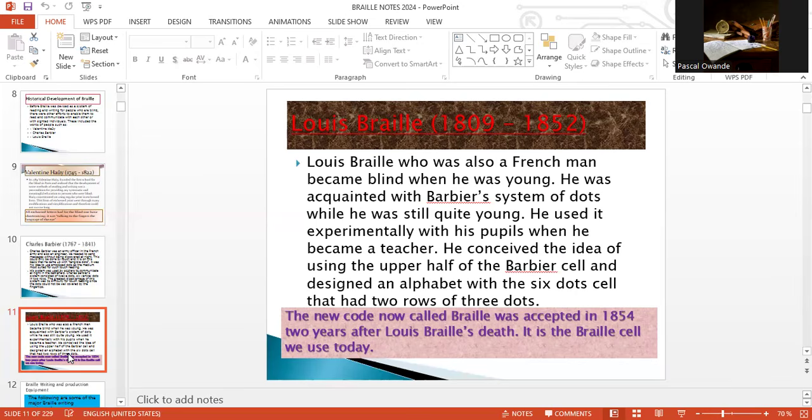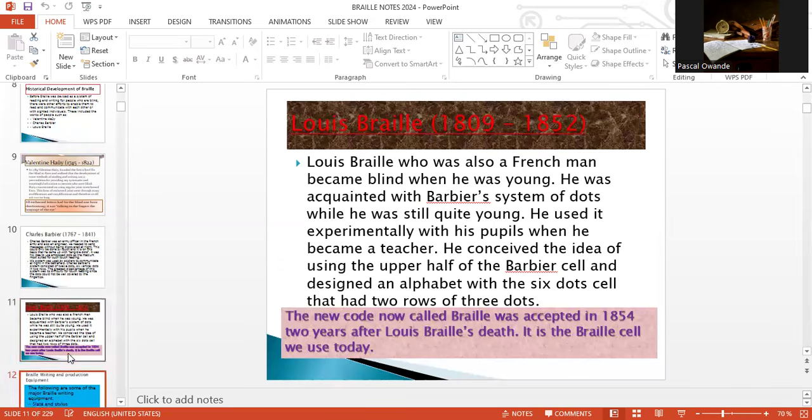He also conceived the idea of using the upper half of the Babbage cell and designed an alphabet with a 6-dot cell that had 2 rows of 3 dots. I remember the one for Babbage had 12 dots, and now the Louis one was 6 dots arranged in 2 rows of 3 dots each. The new code, now called Braille, was accepted in the year 1854, 2 years after Louis Braille's death. It is the Braille cell that we are using today.